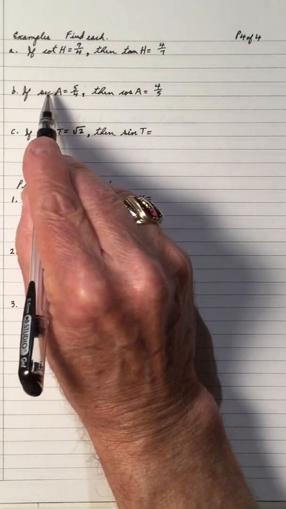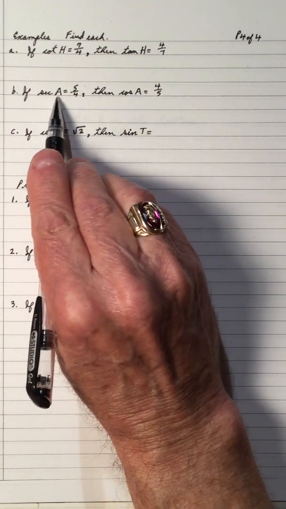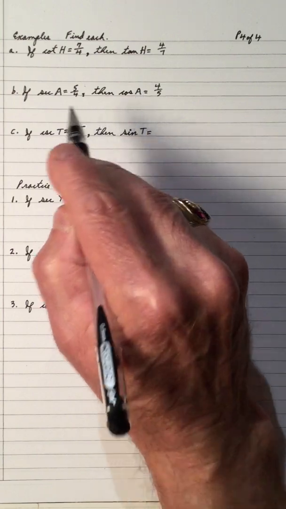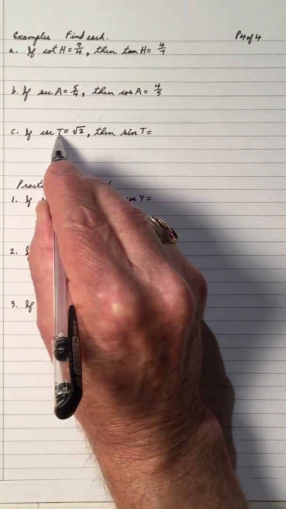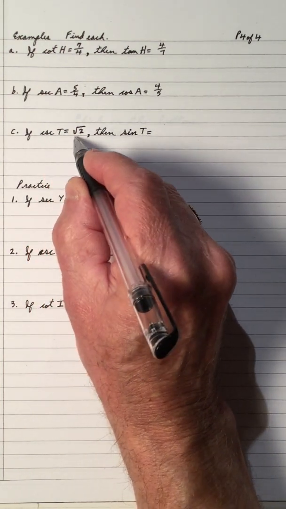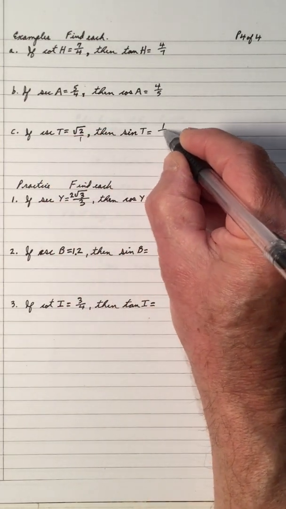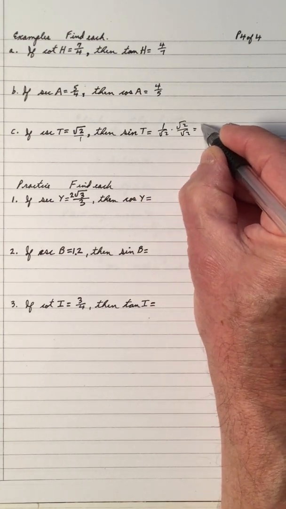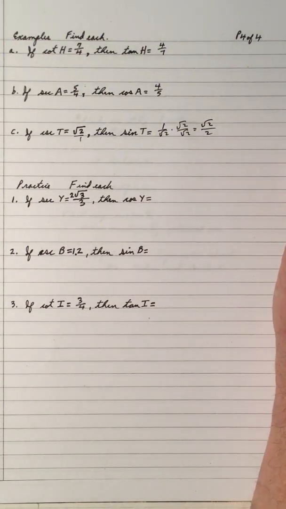Remember, to do the reciprocal like I'm doing here, they have to be the same angle, because if this is angle A and this is not angle A, I have to do more work, and that's coming up in the next video or videos. Angle T is okay. I got cosecant is root 2 over 1, so sine is the reciprocal, so it's 1 over root 2 times root 2 over root 2, and I get 1 times root 2 is root 2. Root 2 times root 2 is 2.